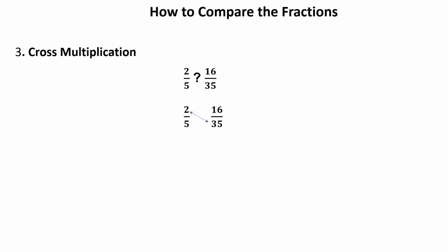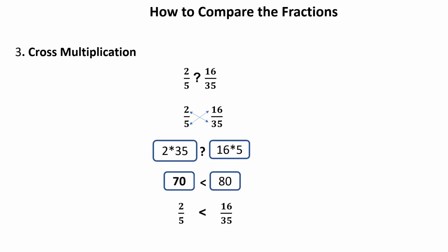Okay, let us learn how to compare the fractions using cross multiplication. So here is an example to compare 2 by 5 with 16 over 35. We will multiply the numerator of the first fraction with the denominator of the second fraction, and then the numerator of the second fraction with the denominator of the first fraction, which gives us 2 into 35 and 16 into 5, which equals 70 and 80.